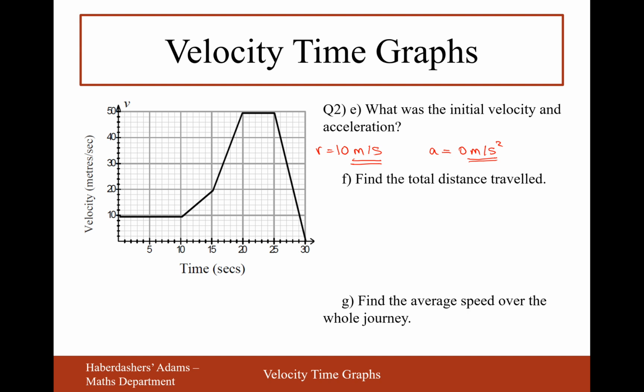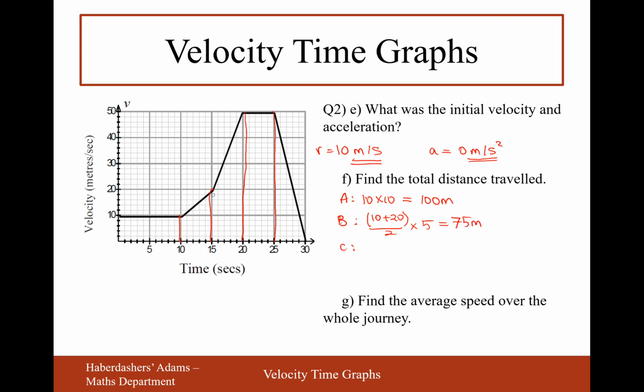Find the total distance travelled. Well, let's divide the graph into separate regions. 1, 2, 3, 4, 5. So 5 regions. We'll call the first part region A, and that's a rectangle, so that would be base times height. That's 100 meters. In section B, that's a trapezium, so it's going to be 10 plus 20, divide that by 2, multiplied by the time of 5, so that's going to be 15 times 5, that's 75 meters.